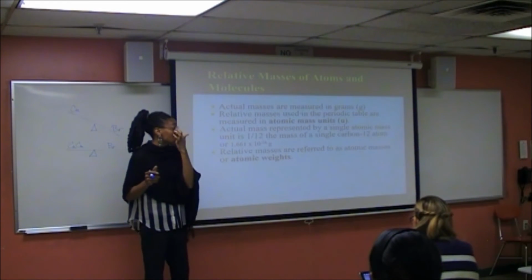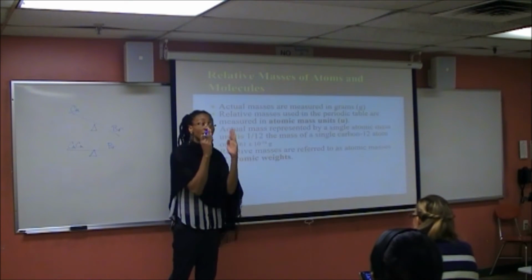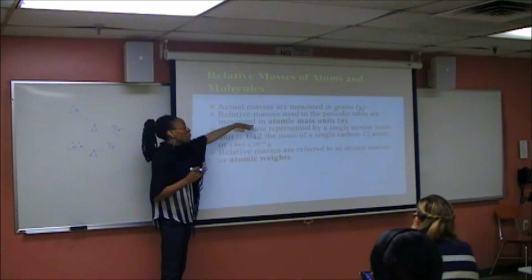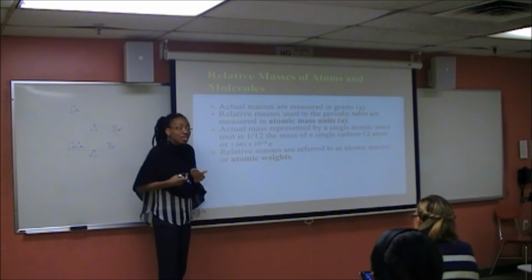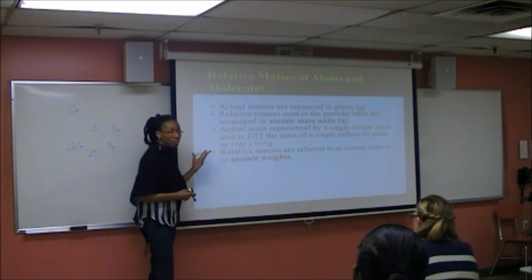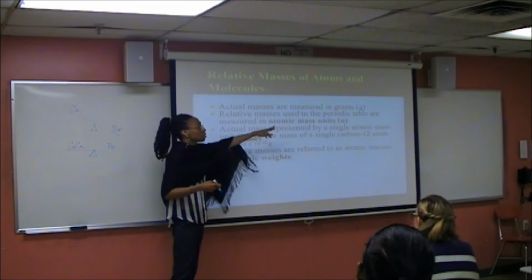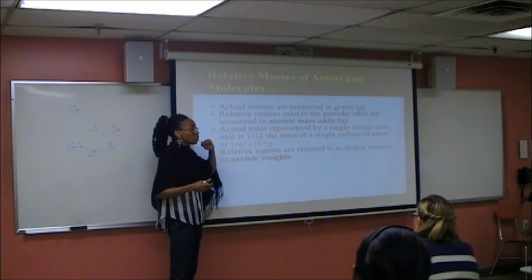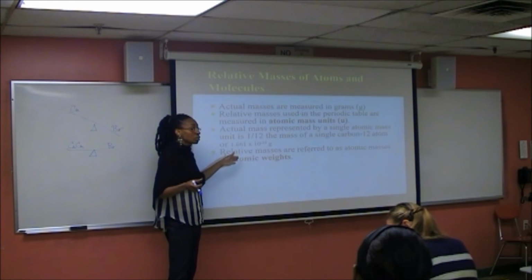Your relative masses, all the masses that you see on the periodic table, are in atomic mass units. The atomic mass unit is also called your atomic weight. What is the atomic weight of calcium? 40.08 atomic mass units. Atomic weight and atomic mass are the same thing. Yes.